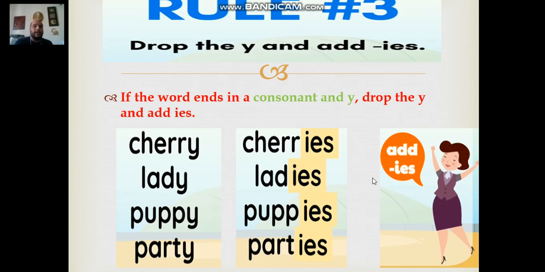Rule number 3. If you have a word that ends with a Y, and before that Y you have a consonant, just change that Y into IES. Cherry, cherries. Lady, ladies. Puppy, puppies. Party, parties. Now everyone knows the meaning of a play. Just like our play we are studying, scene 2, okay, in the theater.